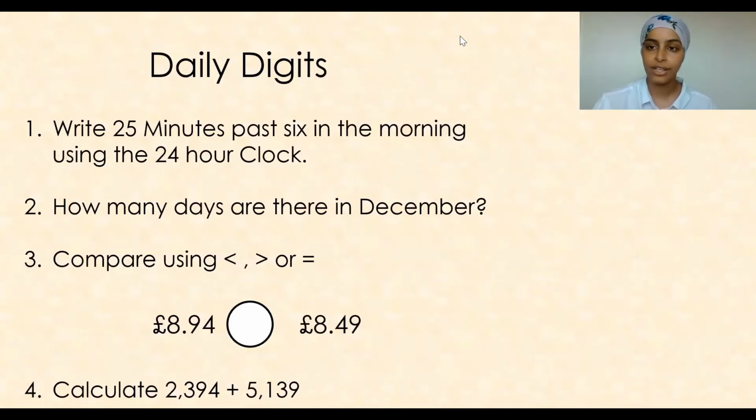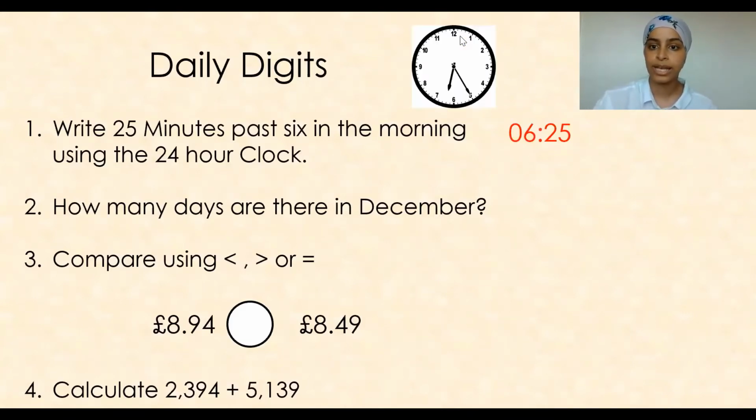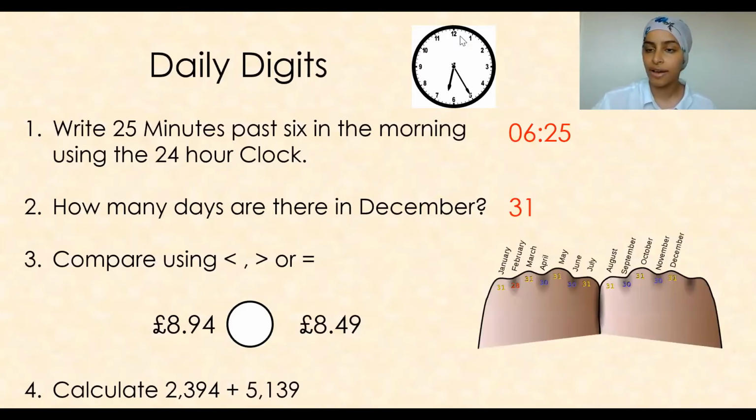Okie dokes, let's look at the first answer, 6:25. So although it does say 24-hour clock, you might be wondering is it 6 or 18, but because it says 6 in the morning, then it means it is 6:25. Number 2, 31 days are in December.